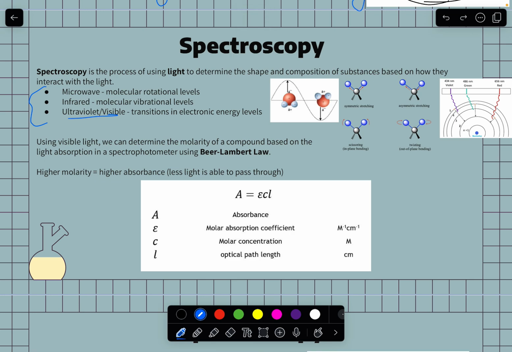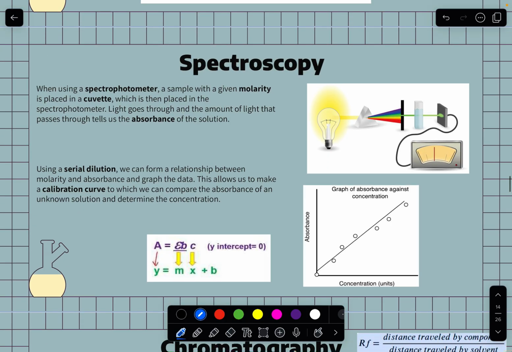Using visible light, we can talk about the molarity based on Beer-Lambert law. Beer-Lambert law is this equation here. This is on your reference sheet. A is going to be the absorbance, that's what we measure. The epsilon is your molar absorptivity coefficient, that's a constant for the compound. C is the concentration. And L is the optical path length. That's normally 1 centimeter, but it could be different. So if we have known concentrations, we can determine the absorbance for an unknown.